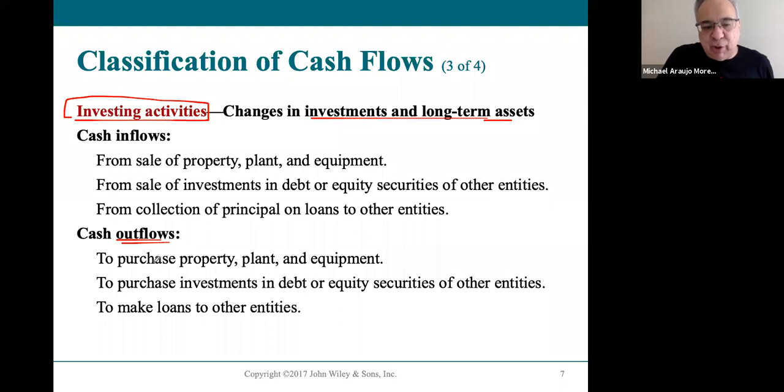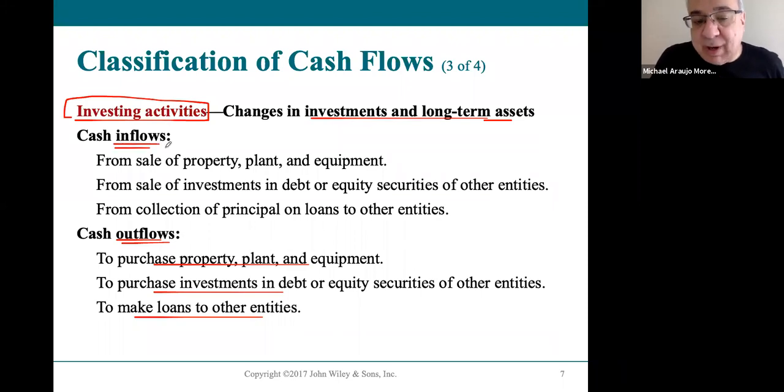Cash going out to purchase property, plant, and equipment, to purchase investments, whether it's in debt or stock of other companies. And you can also use cash to make loans. You might have a long-term receivable for that. So those would be considered outflows. And that's what we prefer to see.